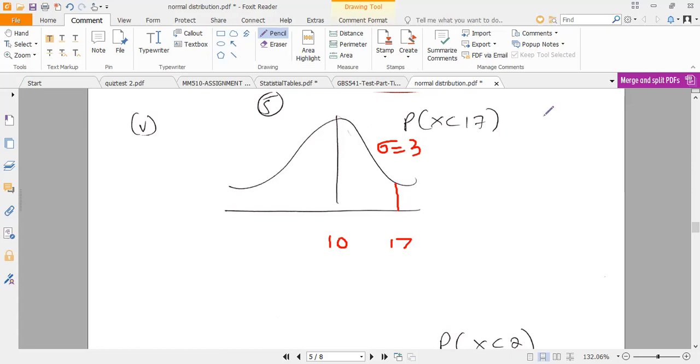From 17, going to left or right? Right. Anyone else? Is she right? Left. Anyone else? Left. Is he right? We are going on the left since it's less, X is less than 17. Excellent. We're going to shade on the left. What determines where to shade is the sign. All right, so then what do we do?